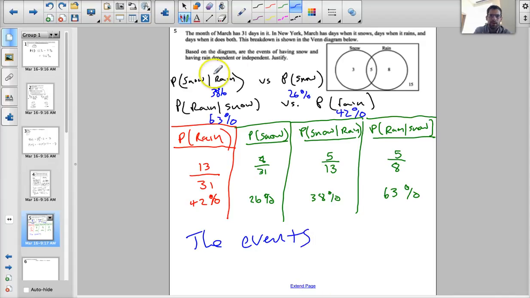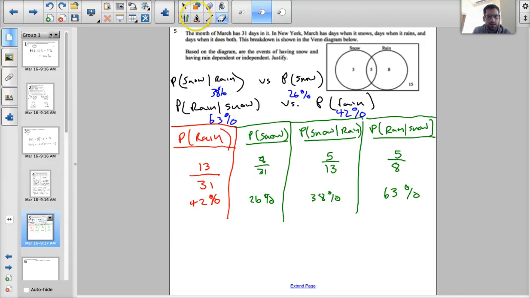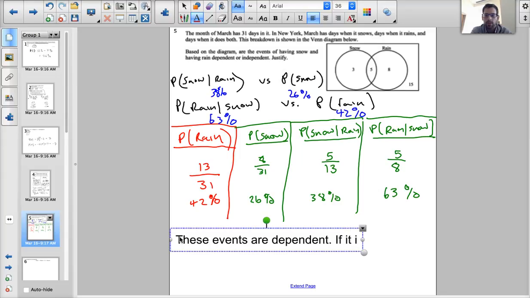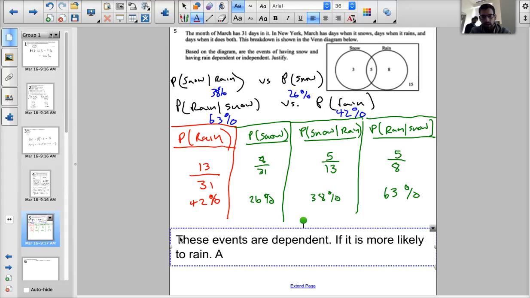And I have a computer. I'm going to type this. I just realized that'll be so much easier. Right, so let's put this in. These events are dependent. If it snows, it is more likely to rain. And if it rains, it is more likely to snow.